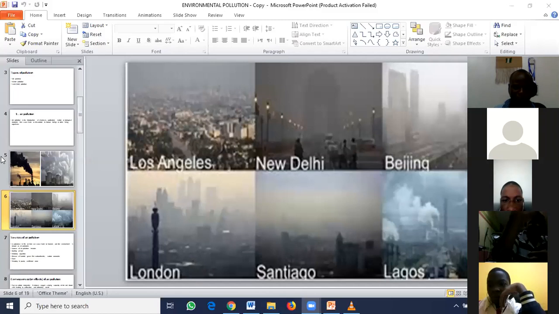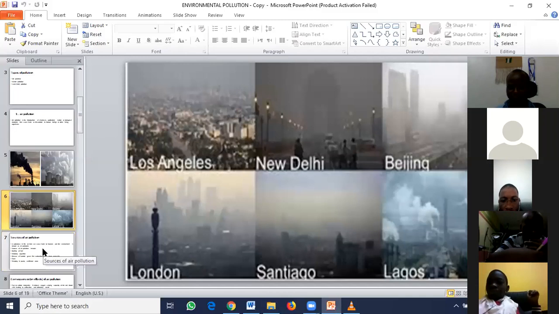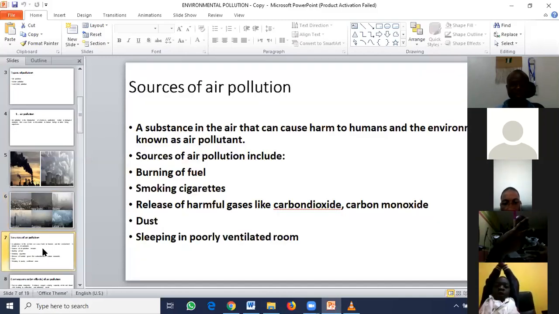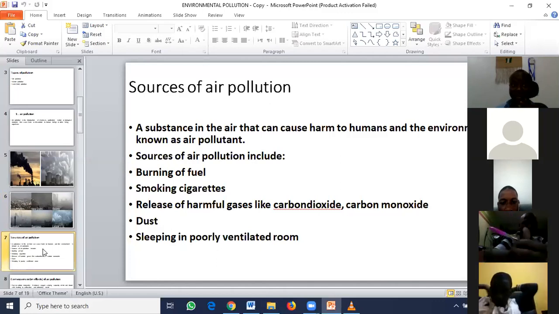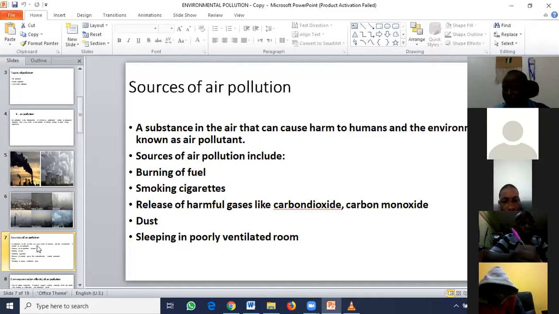After that, we equally went to see the next one, sources of air pollution, the air pollutants, the things that can pollute our air. We listed them to include burning of fuel, smoking of cigarette, release of carbon dioxide, dust, and sleeping in poorly ventilated room. I told us of the importance of sleeping in a room that is well ventilated, where we have cross ventilation.